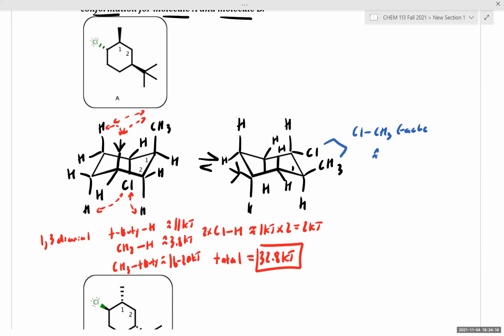Roughly, it's probably about 3.8. It's actually about 1 kilojoule. It's the same value as a chlorine hydrogen diaxial interaction. Remember that for methyl substituent gauche interactions, that steric strain is about equal to the A value for your substituent. But if you put 3, that would be fine. It's a little on the high end though, since it's chlorine.